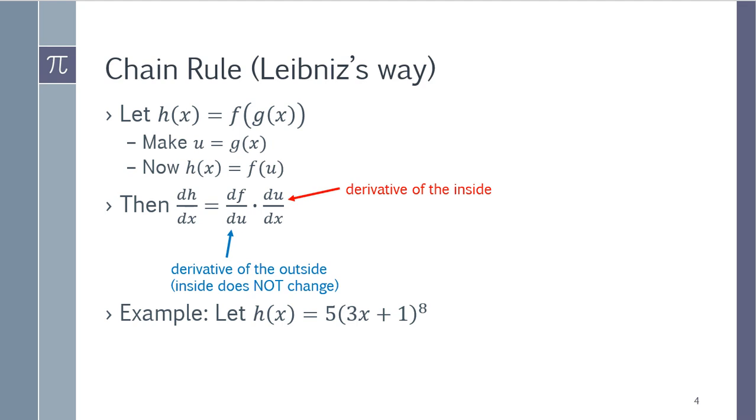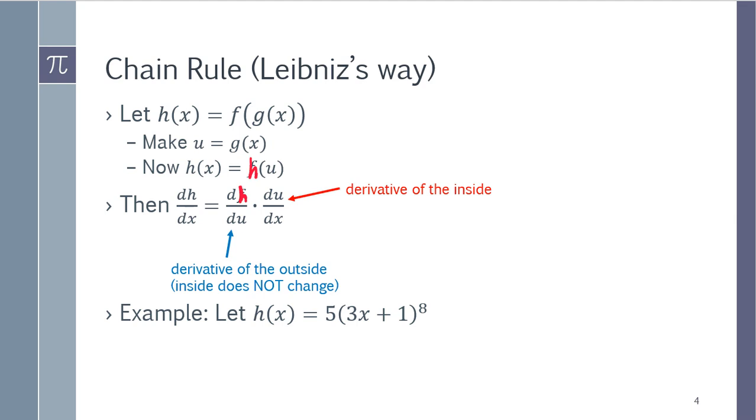If I look at the same problem and decide I want to do it Leibniz's way, it's still the idea that I have f composed of g. But what Leibniz says, let's just kind of separate this idea of derivative of the outside, derivative of the inside, and not try to do it all at once. We'll do it in parts. So Leibniz says, let's first say that u is equal to whatever the inside is. And then I'm going to rewrite h of x to be, this should be an h of u. And this should be an h as well.